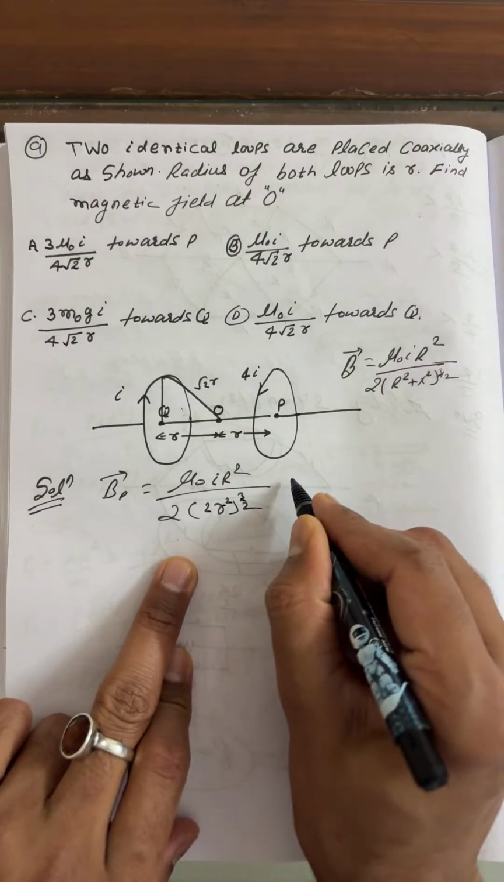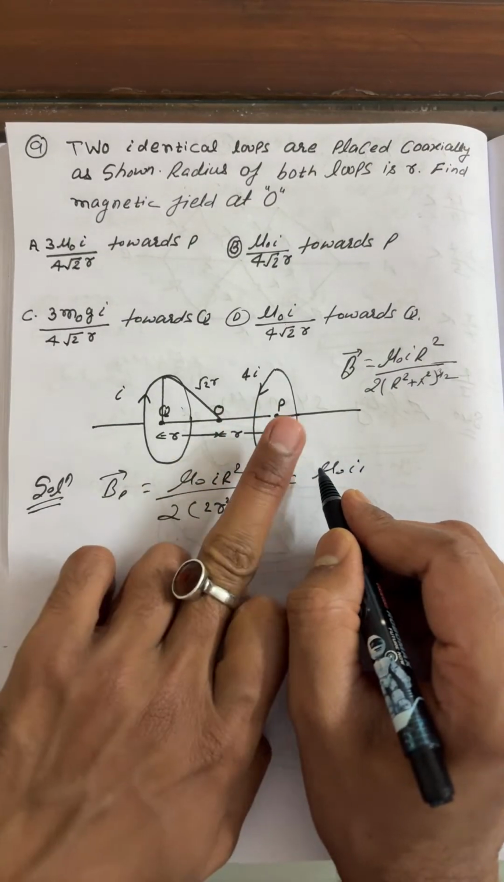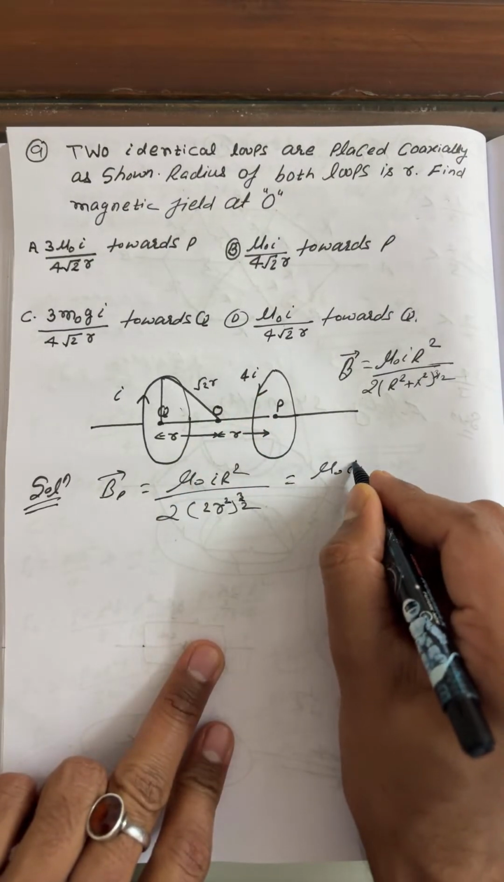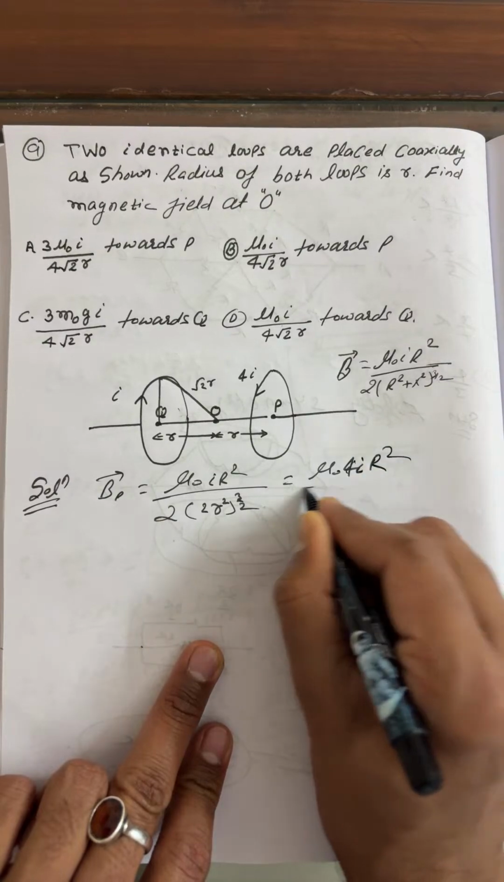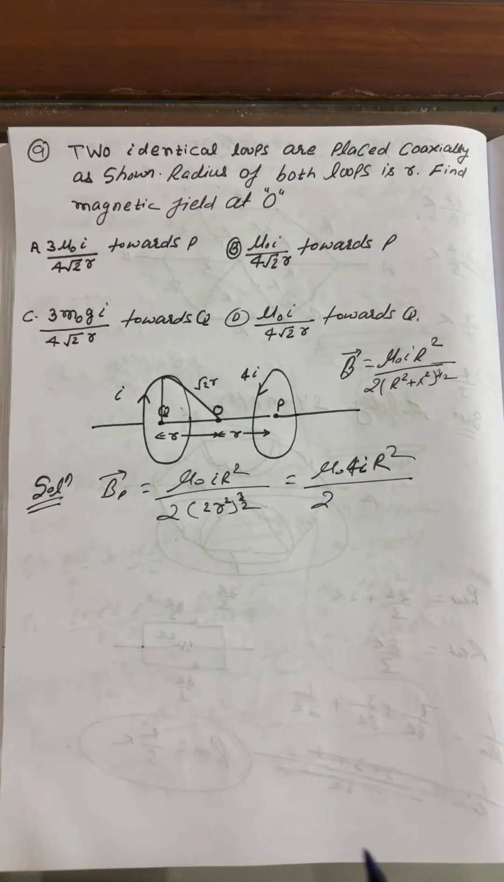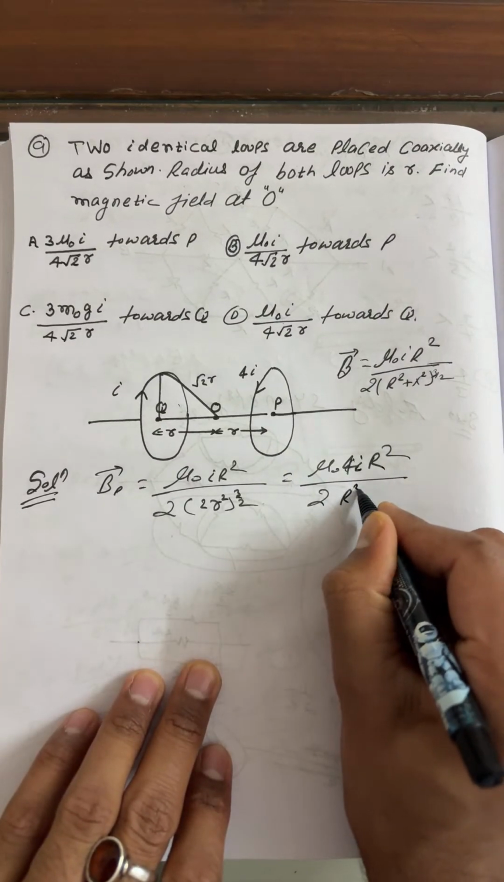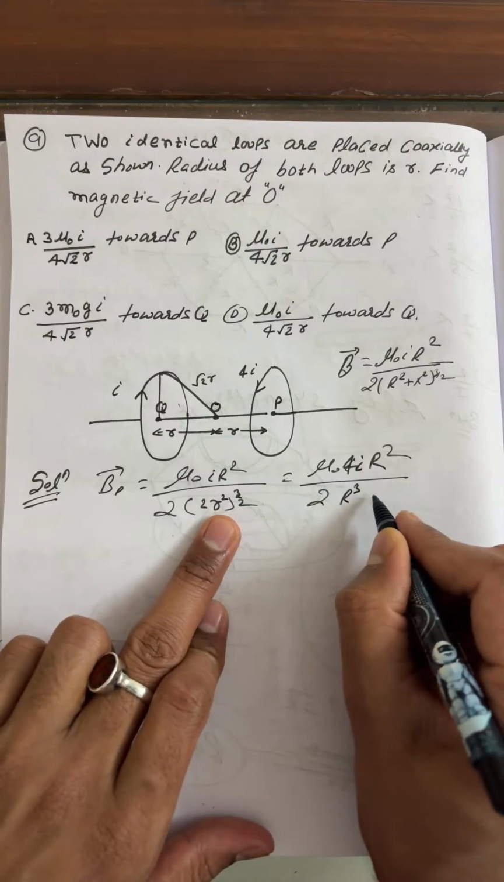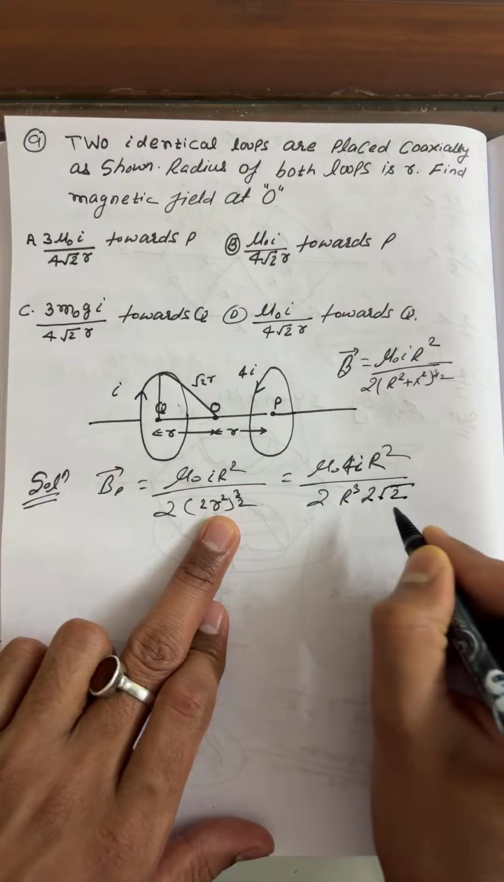Then this is mu naught I, and I is what? I'm writing it for P. So you can write 4 pi into R square upon 2 into 2R square to the power 3 by 2. So R square simply gives R cube, and 2 to the power 3 by 2 is root 8, which equals 2 root 2.